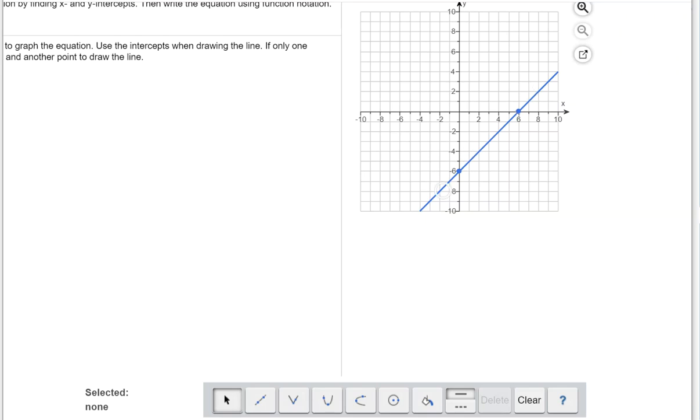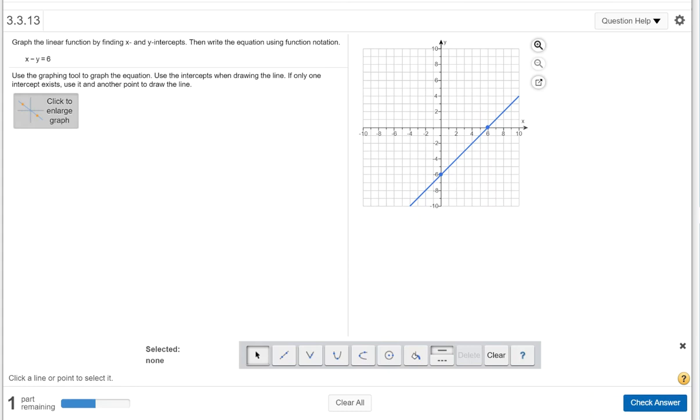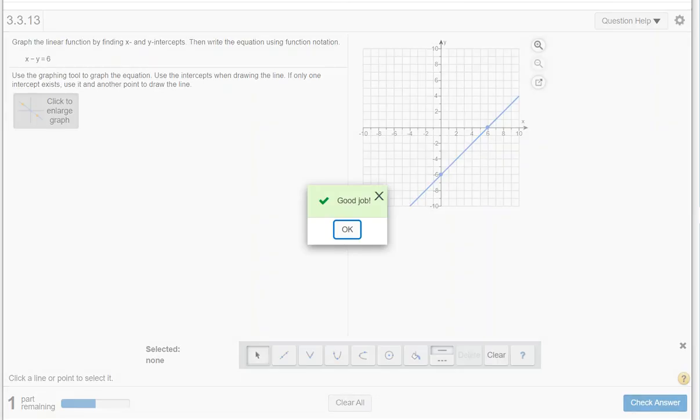Now in MathXL, I've got the graph that's drawn, and it matches what I had predicted on paper. So let's see what happens when we check this answer. There we go.